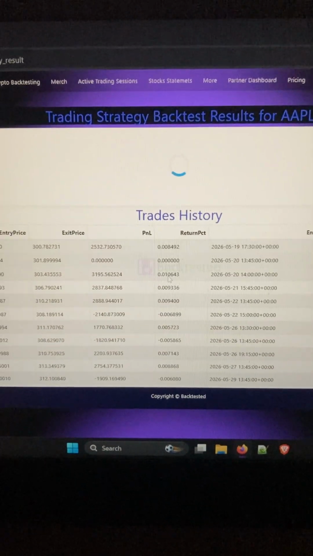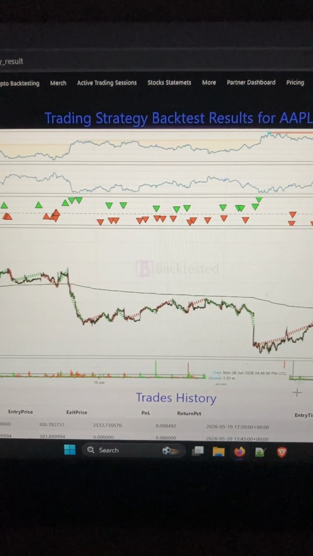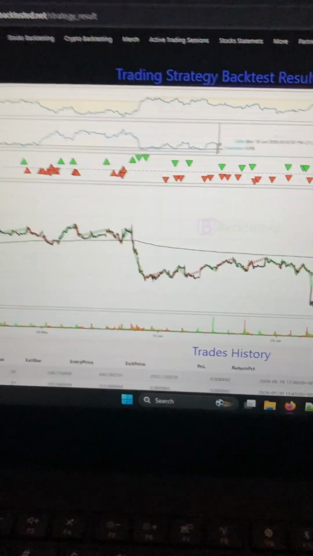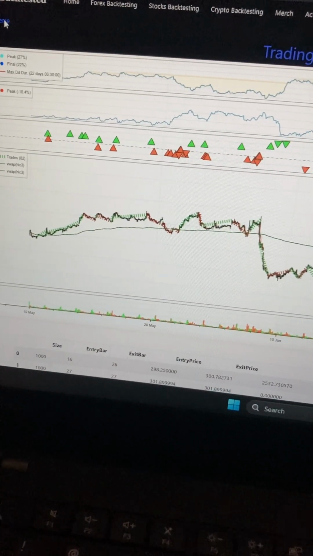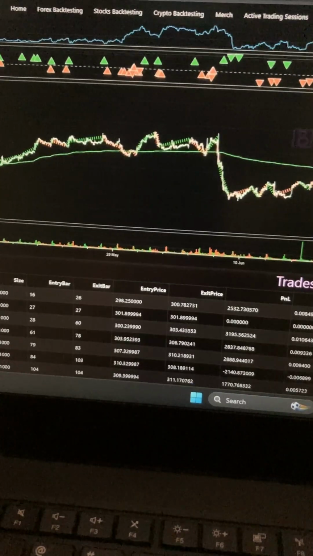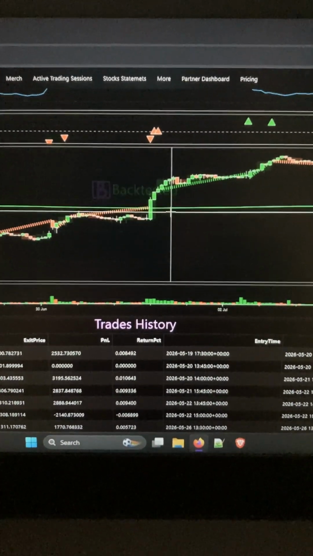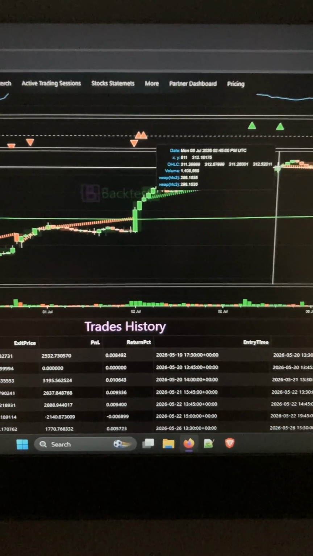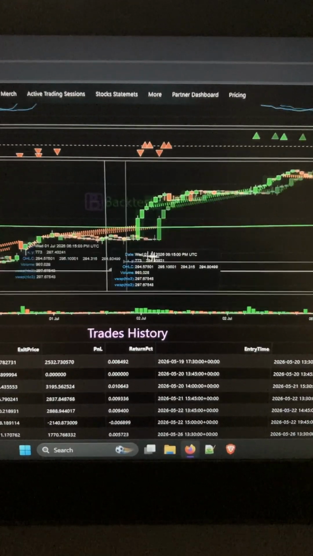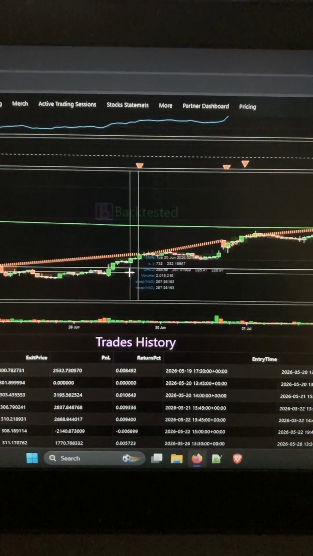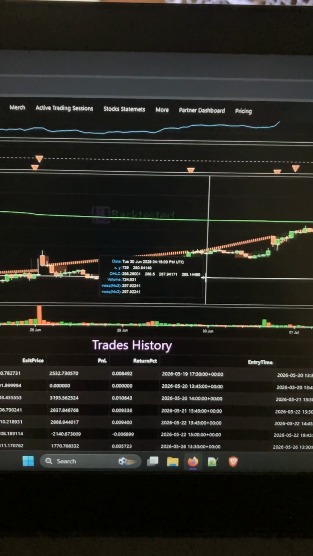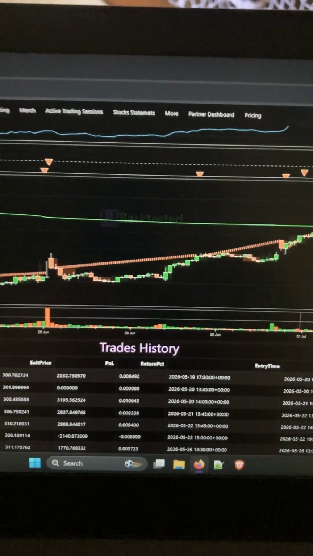Okay. This is the chart, your entries and exits. And as we can see in here, it's going long when the price is above the VWAP. And as you can see here, it's going short when the price is below the VWAP.